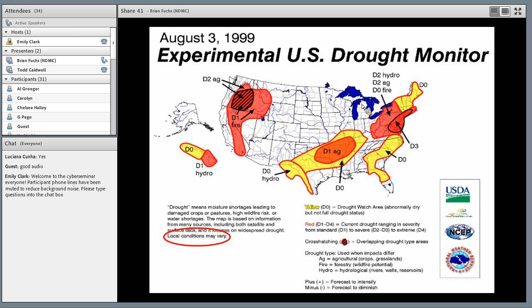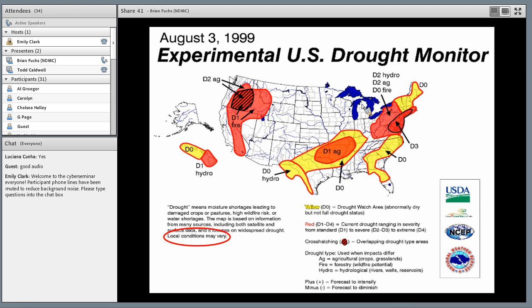Mark Svoboda here from the National Drought Mitigation Center and Doug LeCompte, who has since retired from the Climate Prediction Center, had sat down, and Mark had presented a talk at a meeting, and Doug liked the concept and the idea, so they got together in the summer of '99 and put together this prototype of what would become the U.S.